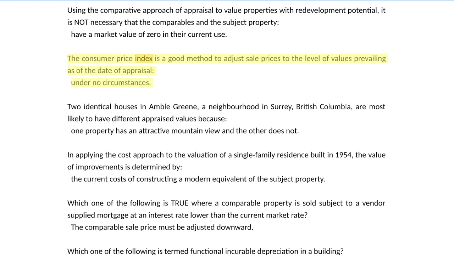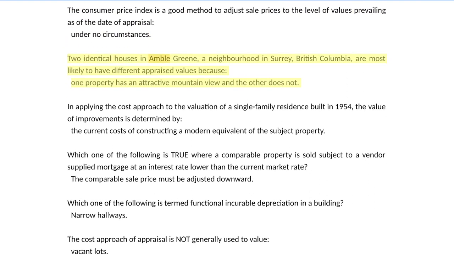The Consumer Price Index is a good method to adjust sale prices to the level of values prevailing as of the date of appraisal, under no circumstances. Two identical houses in Amble Green, a neighborhood in Surrey, British Columbia, are most likely to have different appraised values because one property has an attractive mountain view and the other does not.